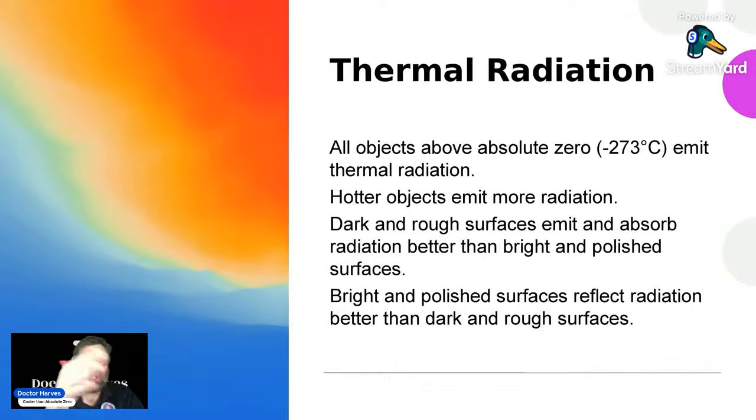Right, so mentioned previously, thermal radiation. All objects above absolute zero, which is minus 273.15 degrees Celsius, emit radiation. So you're emitting radiation right now. And hotter objects emit more radiation. Dark and rough surfaces emit and absorb radiation better than bright and polished surfaces. And bright and polished surfaces reflect radiation better than dark and rough surfaces.